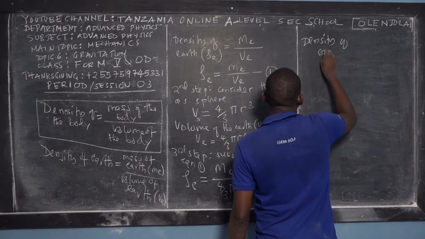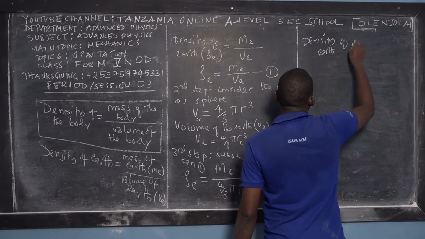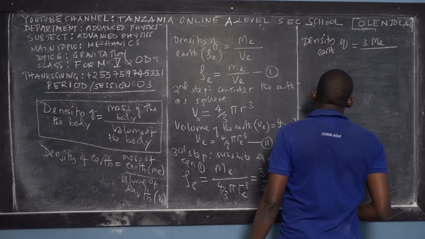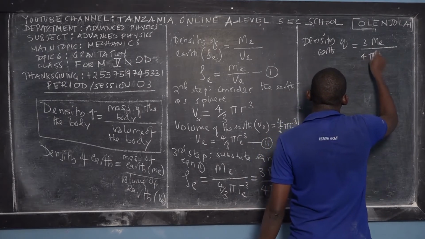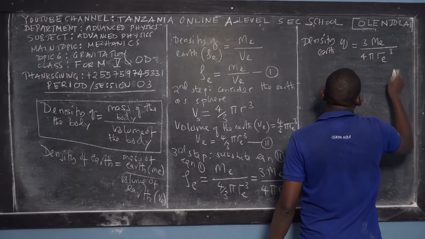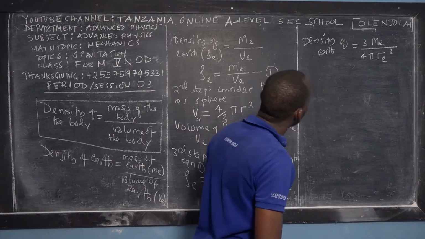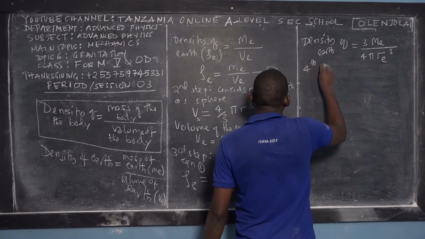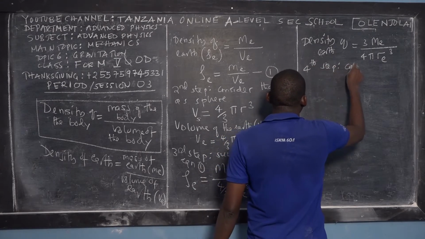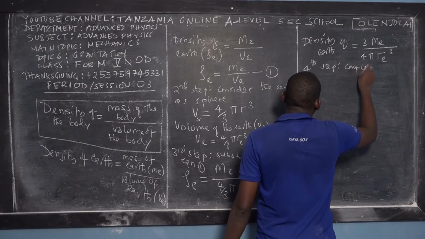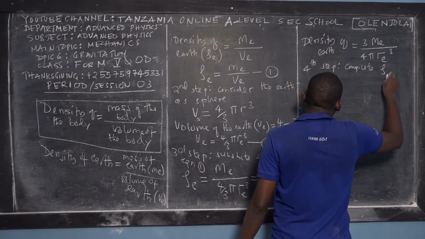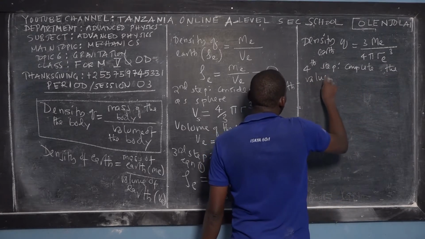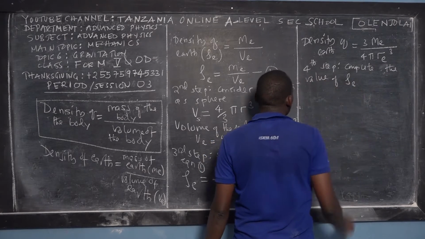Density of the S, right? This is equal to 3 times mass of the S over 4 pi radius of the S cube, right? So then we go to another section that we say number 4, or the force state. So we are going to compute what? Let us compute the value of what? The value of density of the S.